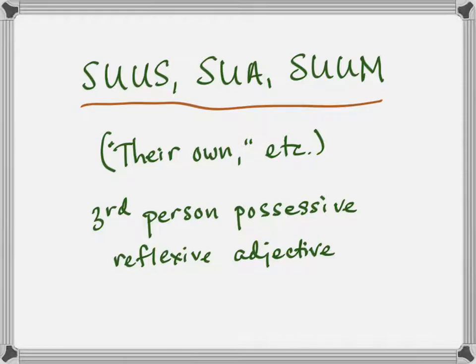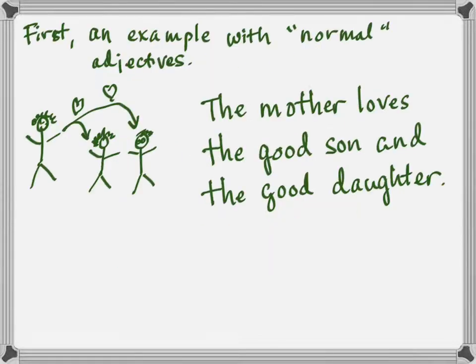This is the word that means their own, or his own, or her own, or its own. And if you want the technical term, it's the third person possessive reflexive adjective. Now, it's an adjective, which means that it behaves like an adjective. But let's take a moment to reflect on what adjectives do.